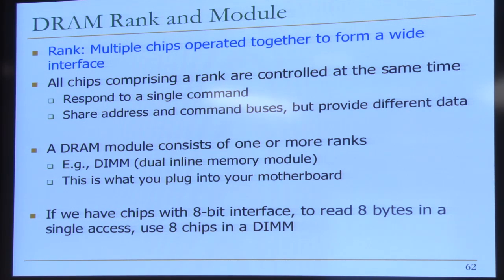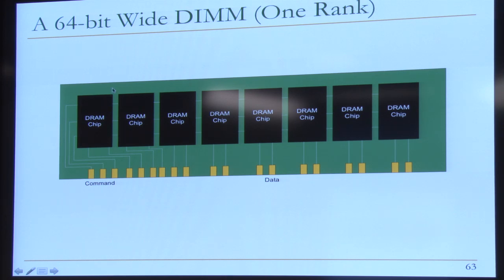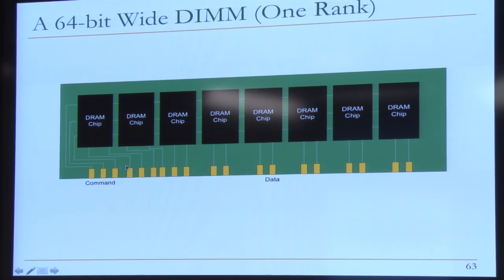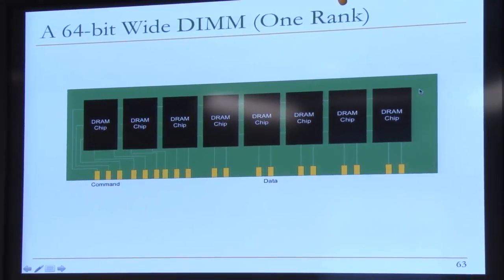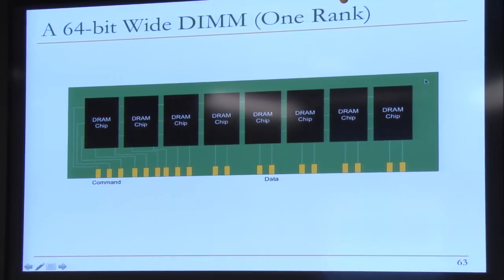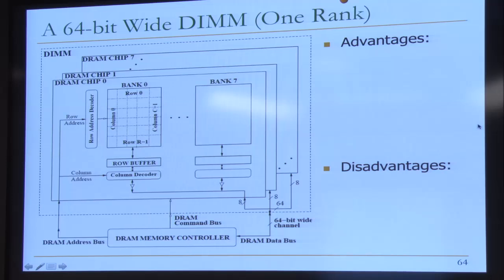cache block. And this is a pictorial example of a DIMM. Basically, you have 8 DRAM chips over here. They share the command buses, but they provide different data. Okay? So this kind of shows the sharing of the command buses. If you actually have ECC, error correcting codes, normally what happens is you have a DIMM with 9 chips. And the 9th chip stores the error correcting codes. Well, we won't cover that.